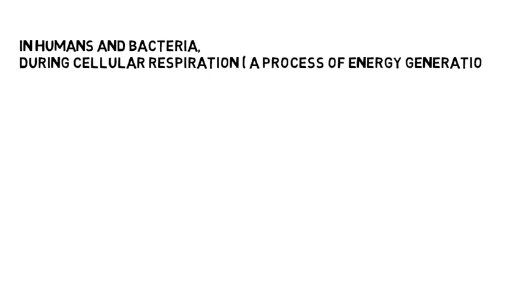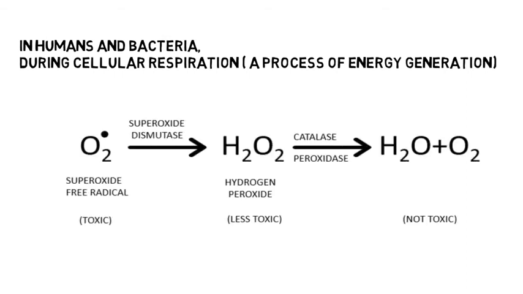In most organisms, including humans and bacteria, when our cells go through cellular respiration, a process cells use for energy generation, a byproduct is formed called superoxide free radical, and it is toxic because it has an extra electron. Now, many bacteria have the superoxide dismutase enzyme that converts the toxic free radical to a less toxic form, hydrogen peroxide. Also, many bacteria have additional enzymes called catalase and peroxidase that convert hydrogen peroxide to water and oxygen, which is not toxic at all.